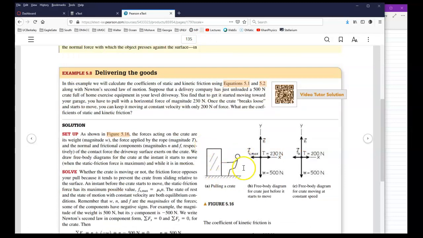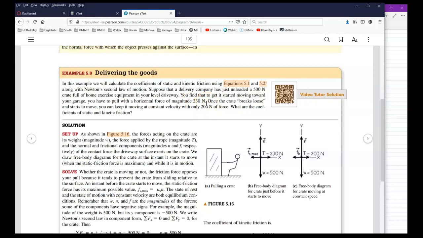There we go. So you got this guy who's pushing on this box, refrigerator, whatever. He's pulling on it this way, okay? Let's read the problem. He says, suppose that the delivery company has just unloaded a 500 Newton, again, that's a weight, not a mass, crate full of home exercise equipment in your level driveway, all right? You find that to get it started moving towards your garage, you have to pull with a horizontal force of magnitude 230. So in order to get it moving, you have to pull it with 230.